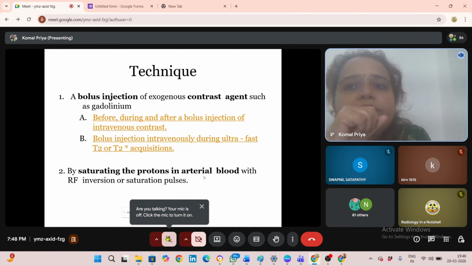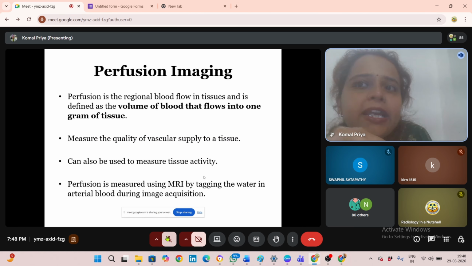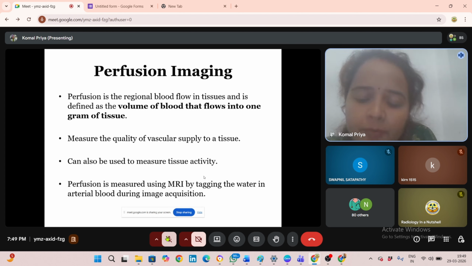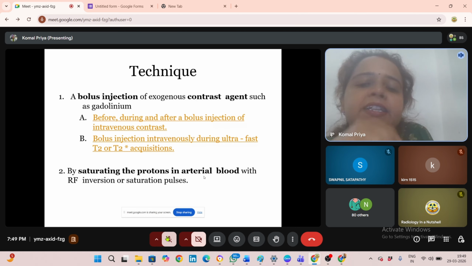Okay, so this is how your T2 or T2 star effect will be generated. So I started that perfusion will be measured by tagging the water molecules in the arterial blood during your image acquisition. Now, how will this tagging be done? Tagging will be done either by the bolus injection of the contrast agent or by saturating the protons, which we'll see in the other techniques in arterial blood with RF inversion or saturating pulses.